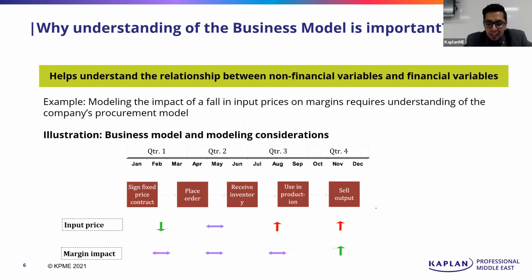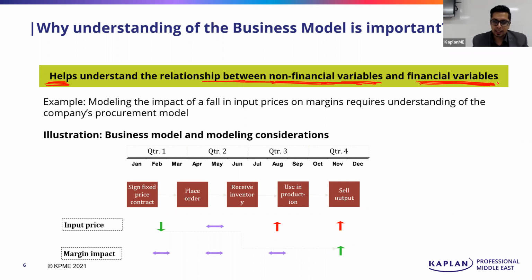Now, look at this. This is a very nice illustration of why you should study, or why you should know more about, the business model. Why is understanding the business model important? As I've told you, it helps us understand the relationship between certain non-financial variables and certain financial variables. So how do we connect our strategy with finance numbers? With finance numbers, you see the profit and loss statement, cash flow statement, balance sheet. How does our strategy result in whatever financial numbers we see?